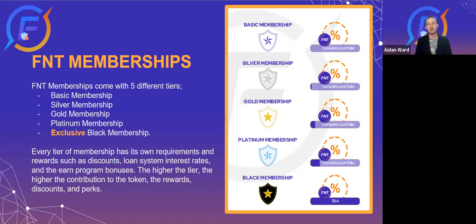So in this instance, let's say that your portfolio is 10,000 euros on the FNT ecosystem. You're holding 10,000 euros worth. Out of that, you've got 1,200 euros worth of FNT that are just in there. You would immediately qualify for that platinum membership.